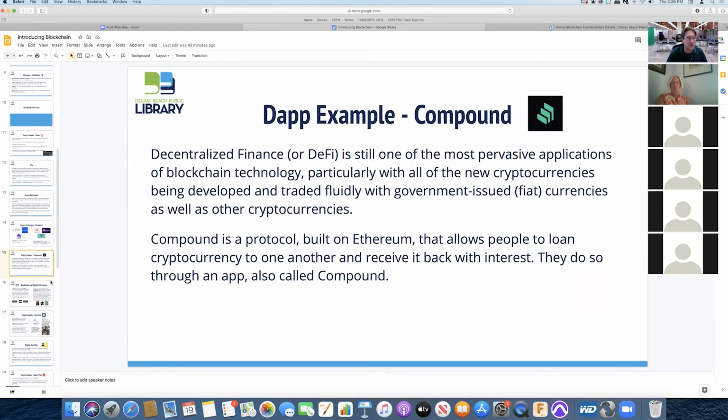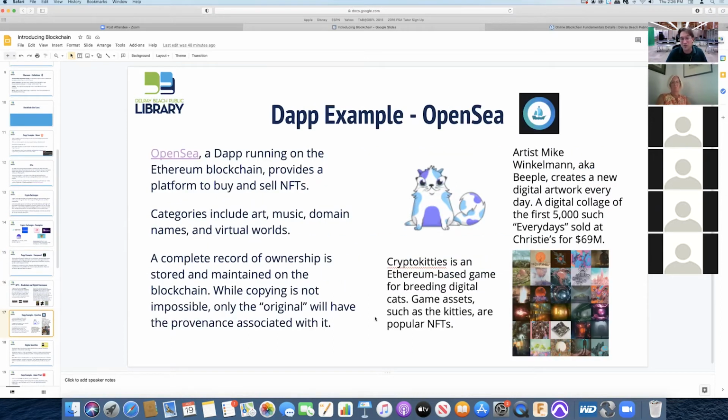It's interesting just to take a look at the things that are offered on OpenSea too. CryptoKitties is an Ethereum-based game for breeding digital cats. Game assets such as the kitties are popular NFTs. So you can buy these cats and then breed them using the Ethereum-based game.